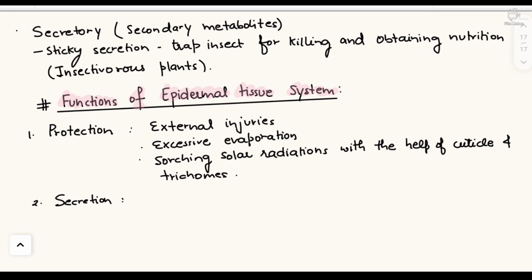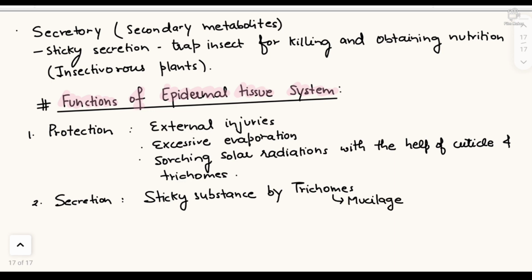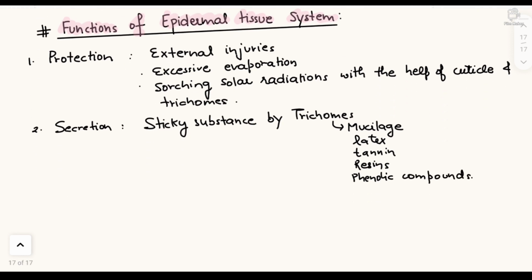The next important function is secretion, as we have seen in the trichomes. In case of trichomes, they help to secrete sticky secretion. So these are the secretions which are done by trichomes. These secretions can include mucilage, latex, tannins, resins, gums, oils, and phenolic compounds obviously. So these are some kinds of sticky secretions secreted by trichomes that help to obtain nutrition in case of insectivorous plants. Third is gaseous exchange, which is also done by the epidermal tissue system with the help of stomata, that we know.